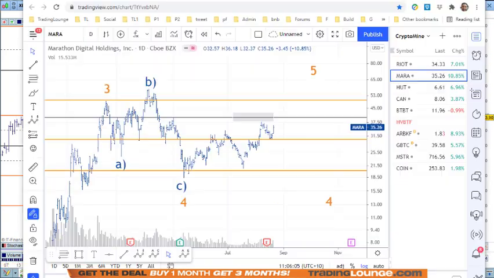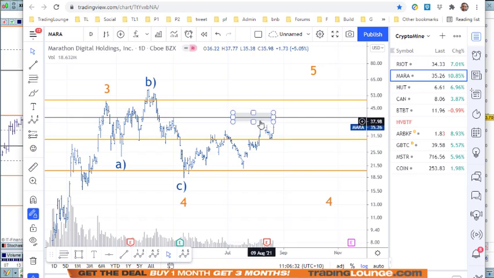And this here is an expanded flat correction here. There's a good case for that because we see it in the minors. This is Mara here. So we've got the A wave here, the B wave here, and then we've got 1, 2, 3, 4, 5 for the C wave here. I can't tell you if this is going to be bullish at this point. It certainly looks like it. If that top gets taken out here, then that would be a confirmation that we're bullish at that point. And that would be the same for Riot as well, and GBTC as well. They're all in the same boat.